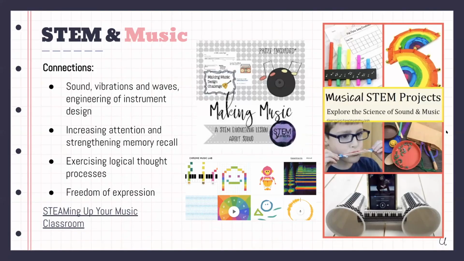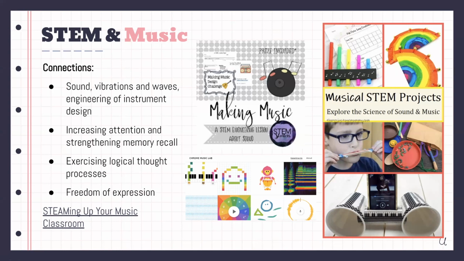Music, of course, has lots of natural connections to science simply because of sound, vibrations, waves. Creating musical instruments is one of the first things that elementary students can do to really wrap their heads around sound, and understanding how the different lengths of the pipes in this flute make different sounds based on how long they are, and why do they do that. What's the science behind that? So there's lots of making music challenges, exploring the science of sound and music.